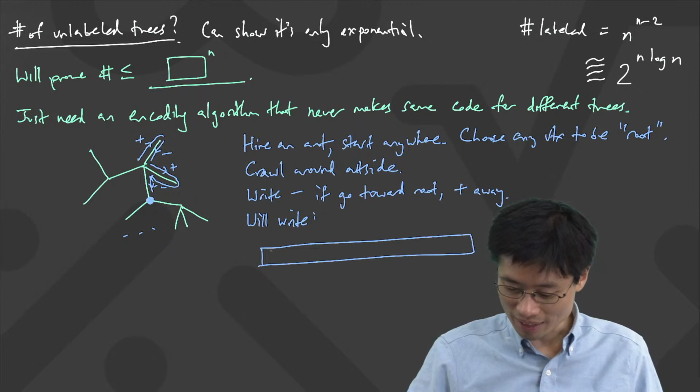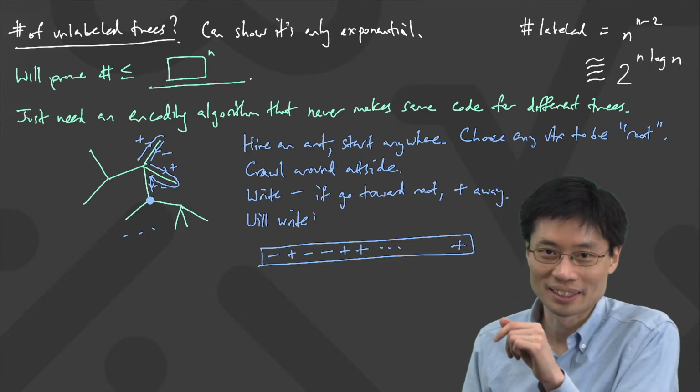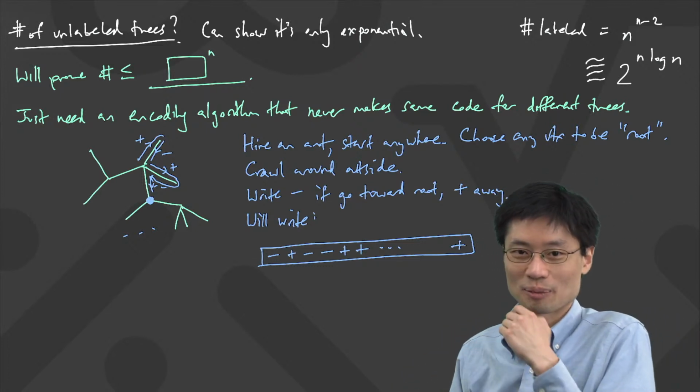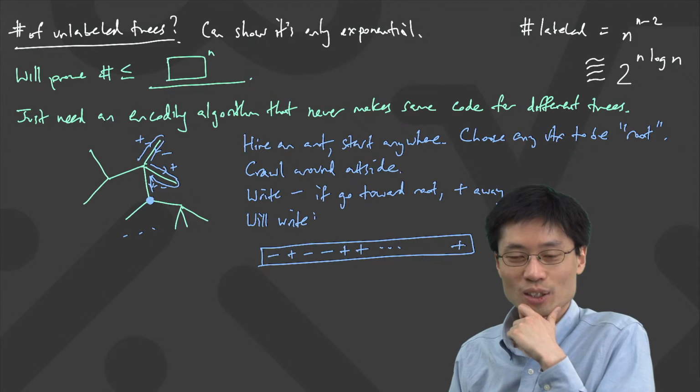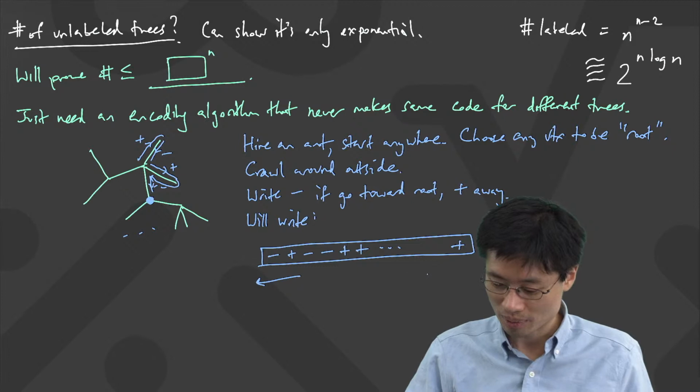And the strip has minuses and pluses. Minus, plus, minus, minus, and then plus, and then it'll be plus again, and so on. And the final thing is a plus. Why is this interesting? Well, first of all, how many things are in this strip? If there are n vertices, how wide is the strip in terms of n?